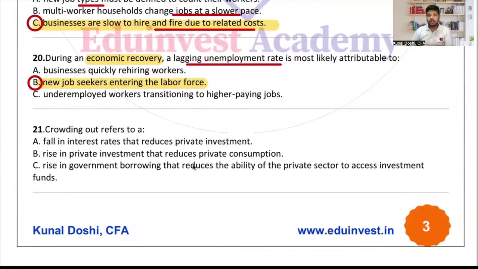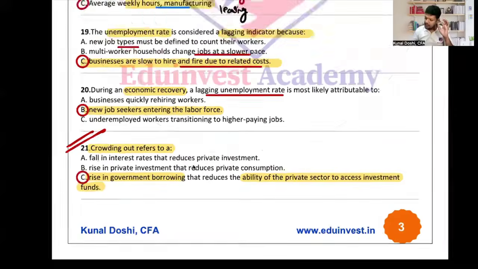Crowding out refers to what? What is crowding out? Now, guys, we are moving to monetary and fiscal. First of all, crowding out is when the government borrows so much that very little amount is left for the private sector. So the cost of borrowing goes up. Got it? So crowding out refers to a fall in interest rate? No, it increases the rate. Rise in private investment? No. Rise in government borrowing, that reduces money left for the private sector. Understood? Clear?